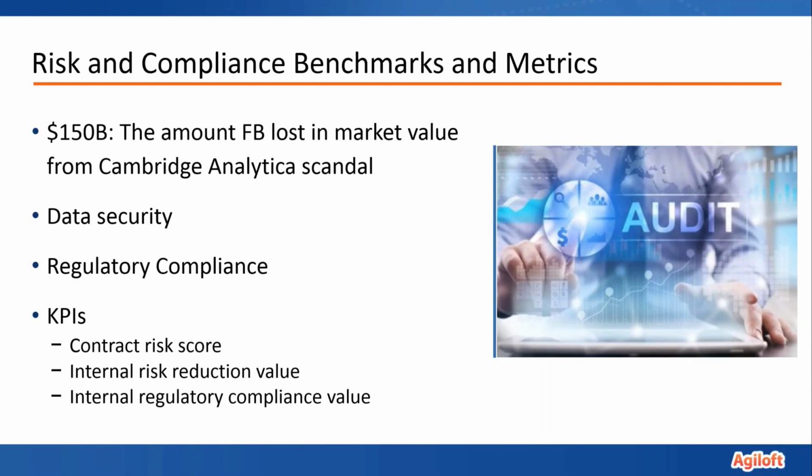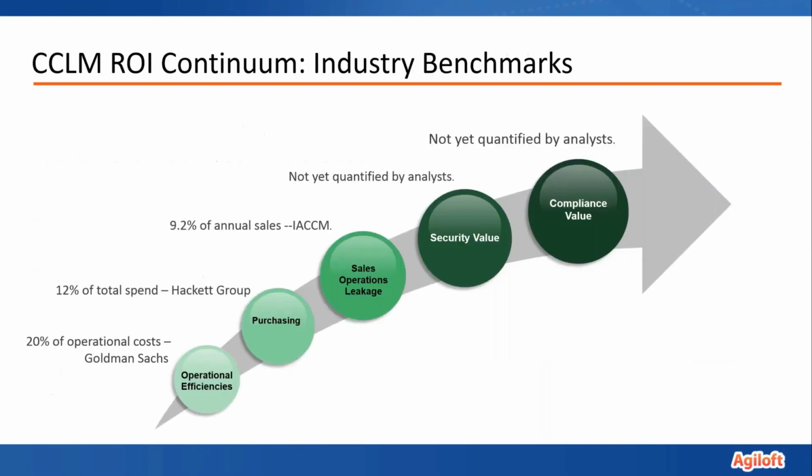To summarize, our research pointed to 5 major categories of value associated with CCLM systems. These are represented by bubbles on this chart. Operational efficiencies. Most organizations measure ROI of a CCLM system purely in terms of efficiencies from automating the workflows around legal operations as measured in man-hours saved. Goldman Sachs estimates CCLM systems save 20% of operational costs.